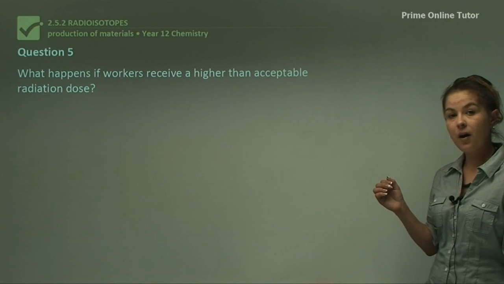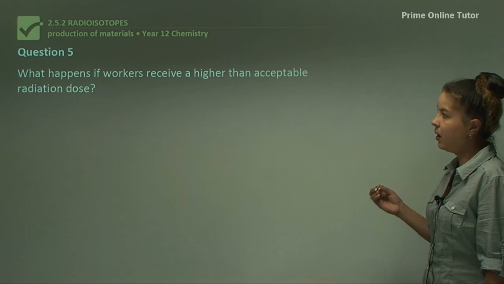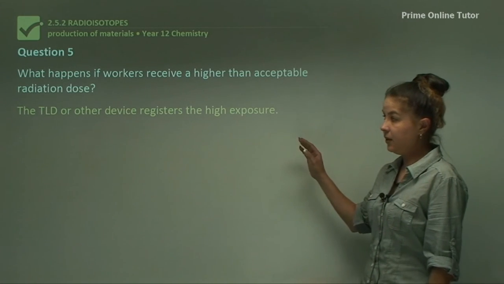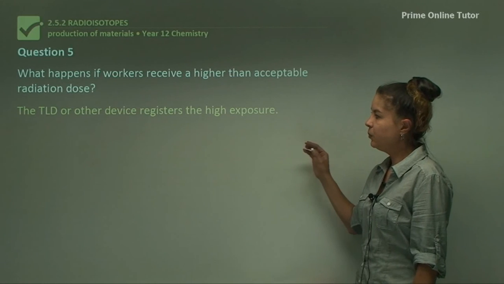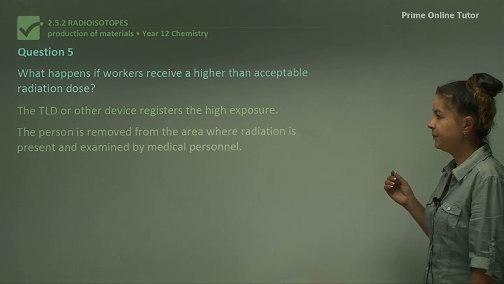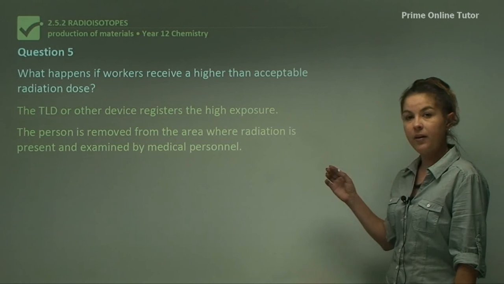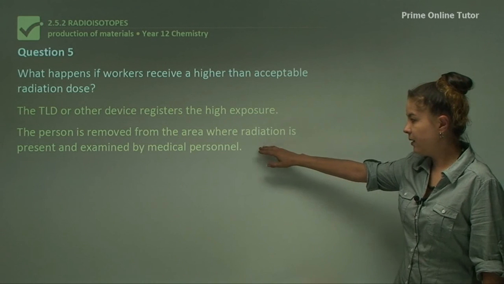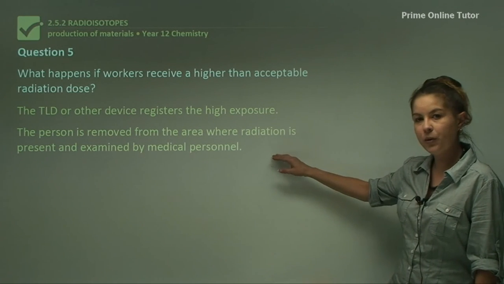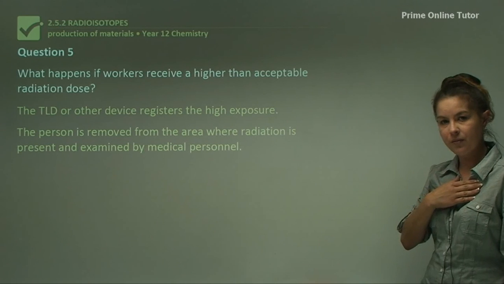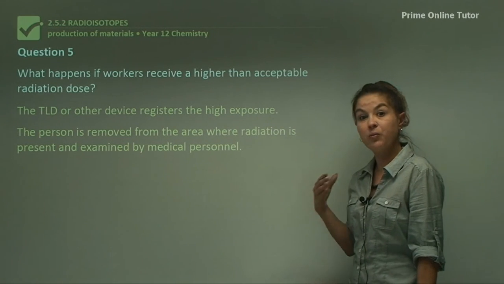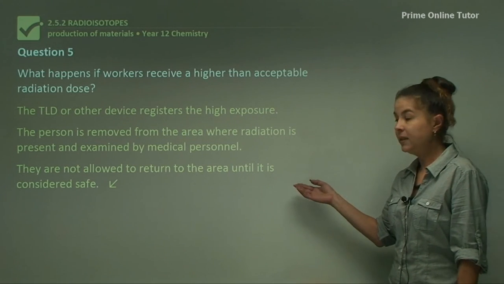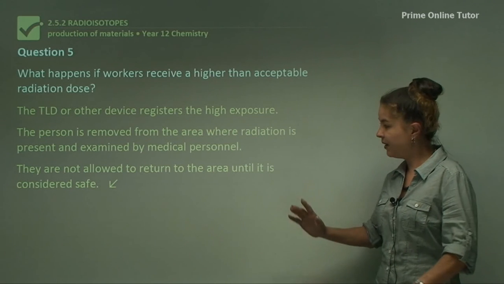And finally, question 5. What happens if workers receive a higher than acceptable radiation dose? The TLD or other device that they're using will register this high exposure, and the person will be removed from the area where the radiation is present and examined by medical personnel. So it's very, very strict when you're working with radiation, that you always have to wear a device so that you get monitored as to how much radiation you're taking in. And the person won't be allowed to return to the area until it's considered safe and everyone's happy.